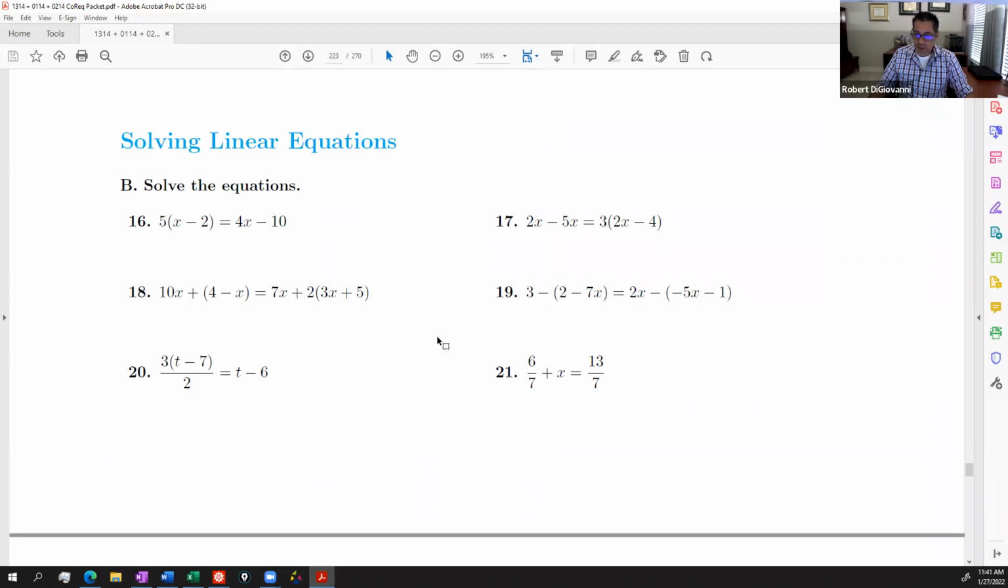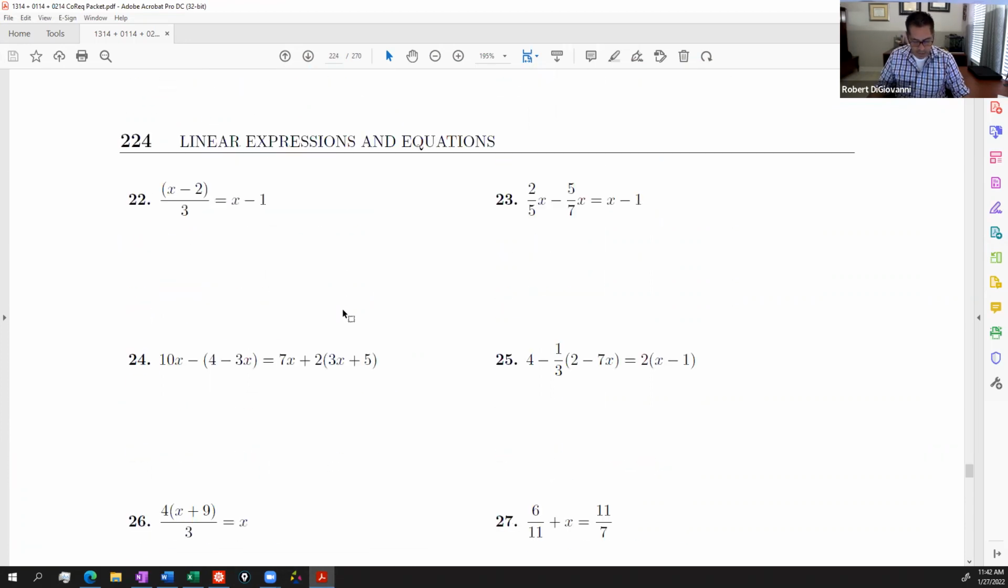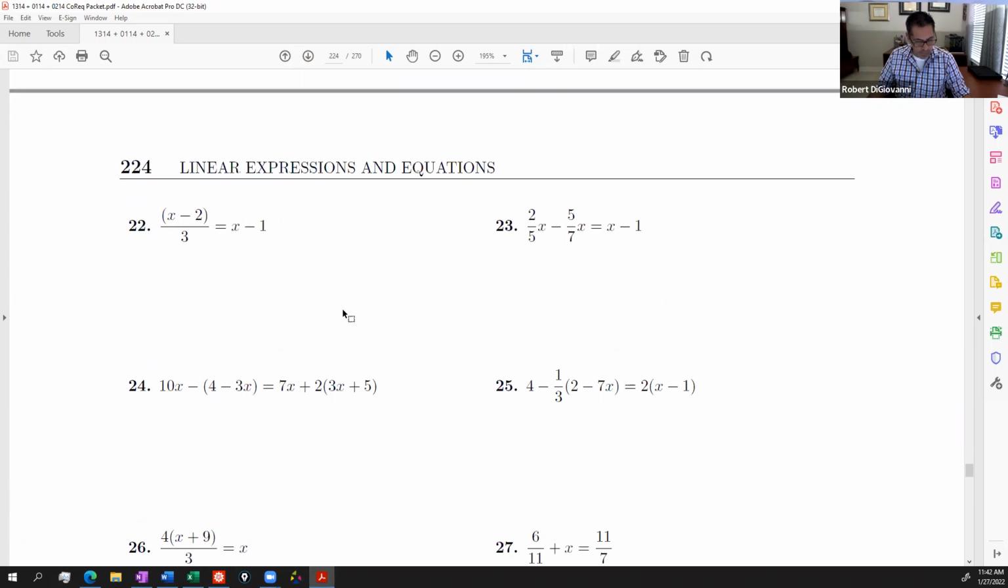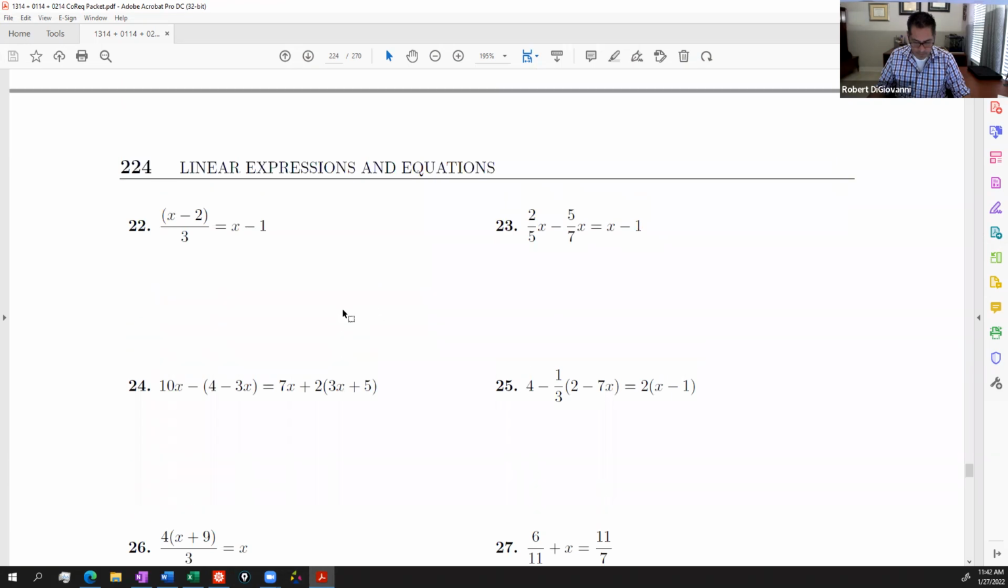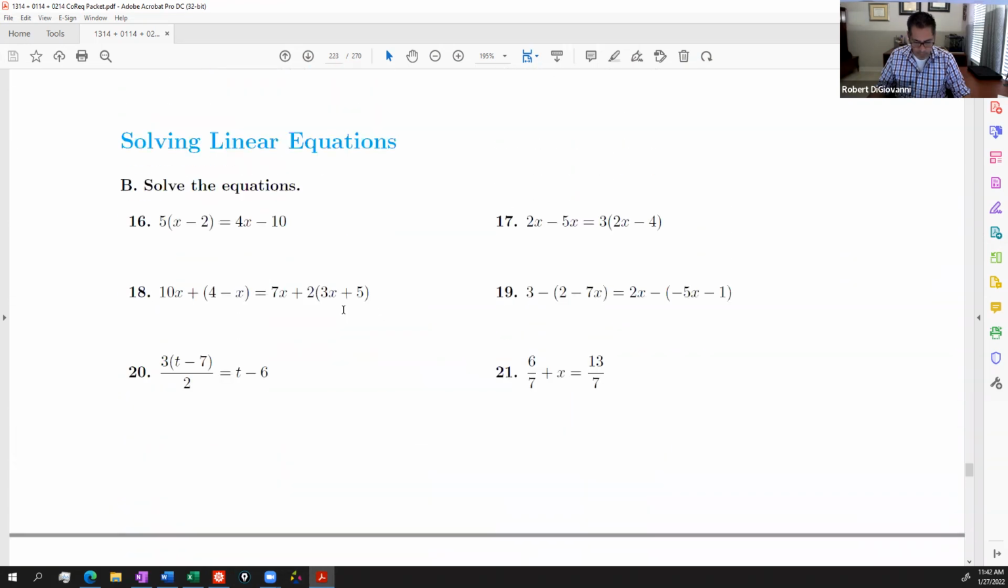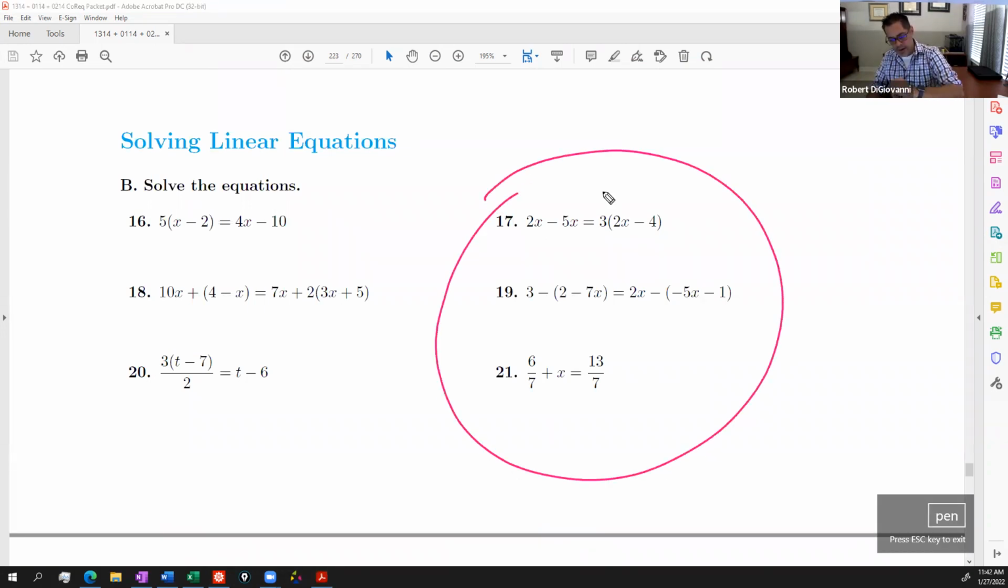Here's what I'd like for you to do. It's 11:40. I'd like for you to do these problems. Trying to decide which ones I want you to do. How about this? Why don't you work on doing those 3?